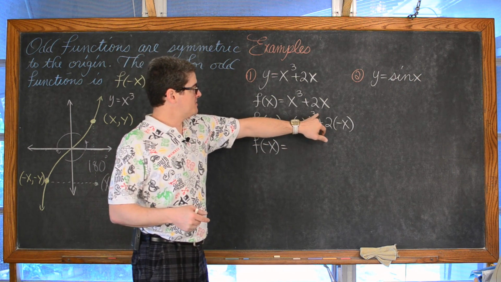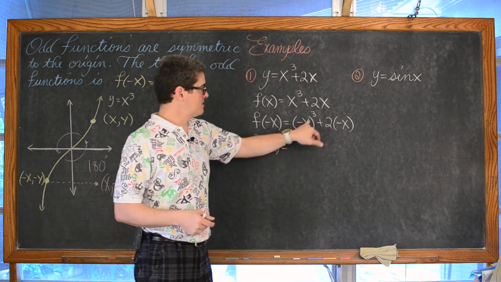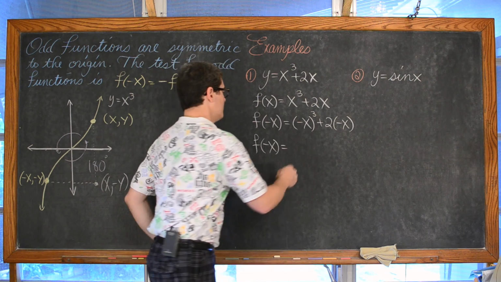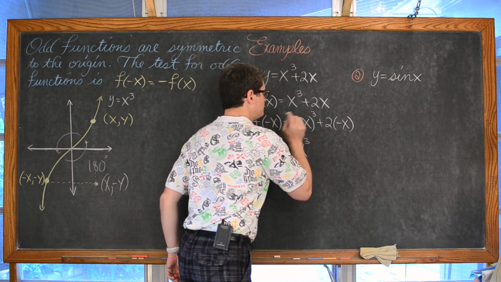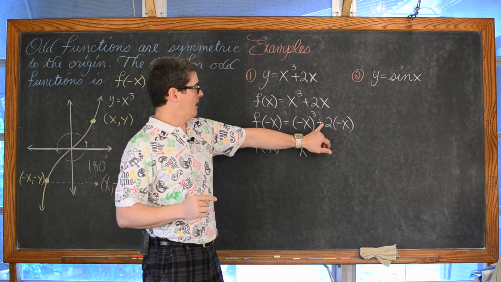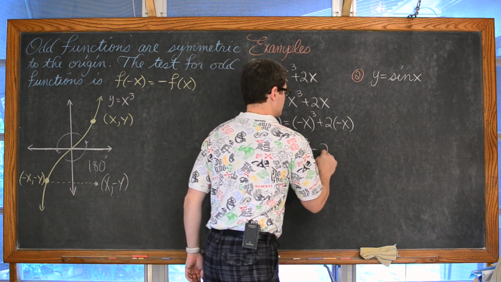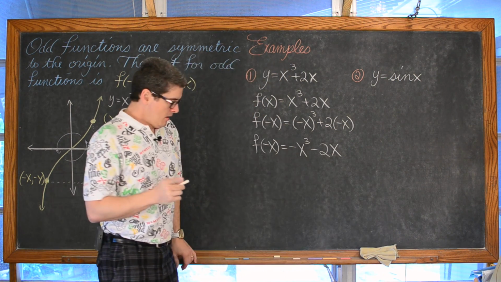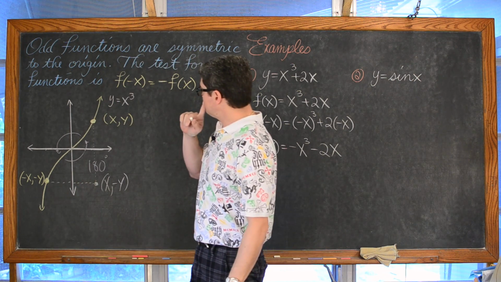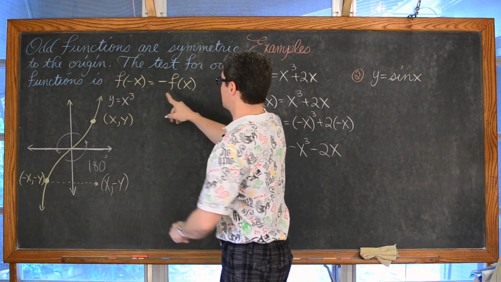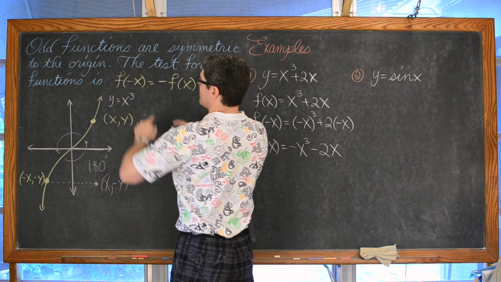And a negative times itself, negative 1 times negative 1 is positive 1, times negative 1 again is negative x cubed. And positive 2 times negative 1 is going to be negative 2x. Okay, now this function notation: opposite numbers in, opposite numbers out.